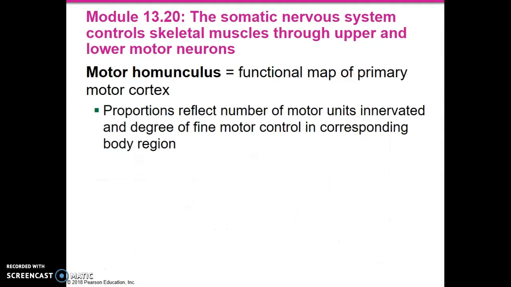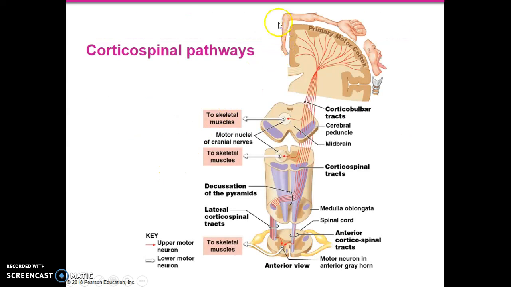The somatic nervous system controls skeletal muscles through upper and lower motor neurons. So not only is there a sensory homunculus, there's a motor homunculus. The motor homunculus is a functional map of the primary motor cortex. In the same way, the proportions reflect the number of motor units innervated and the degree of fine motor control in that corresponding body region. So again, you see how large the hand is and how small the foot is. This is the motor pathway. So I guess you can realize how important the hand is in fine motor control as compared to the foot.